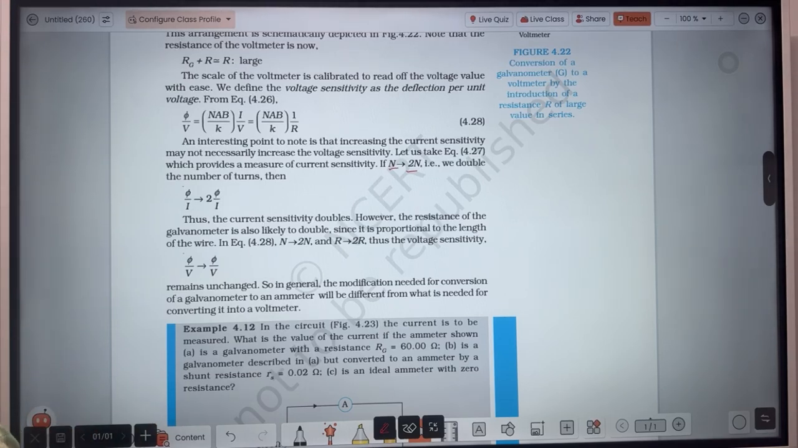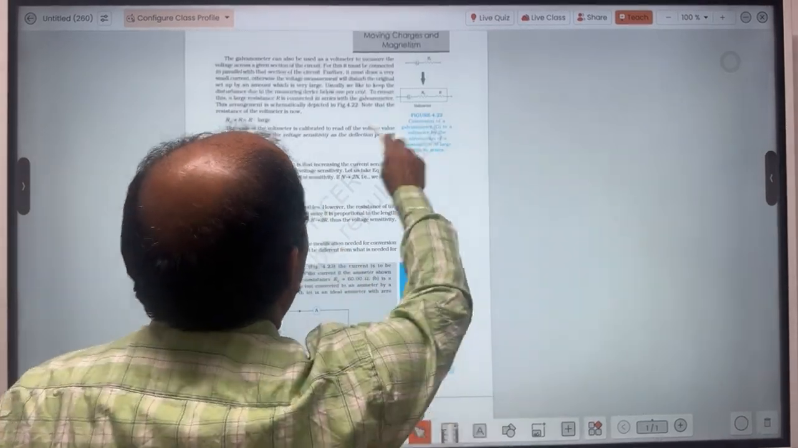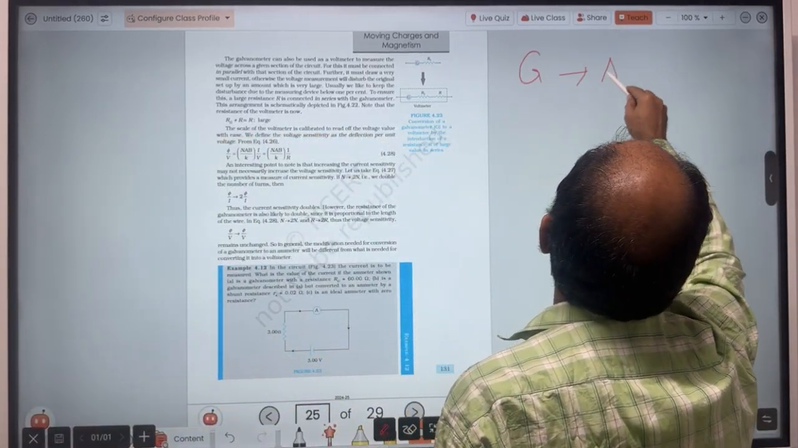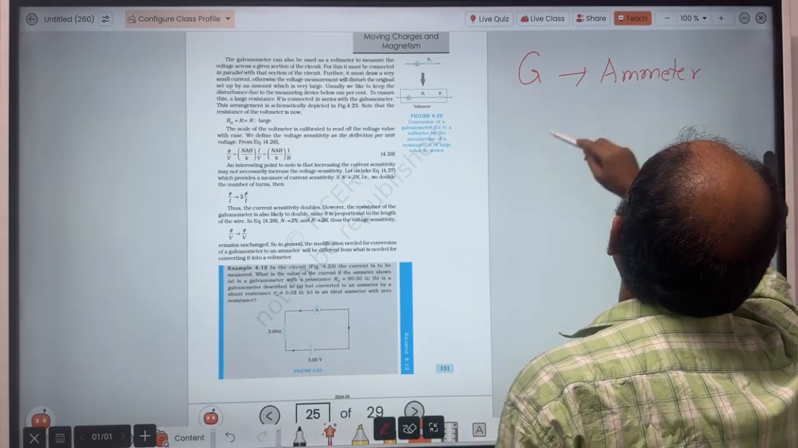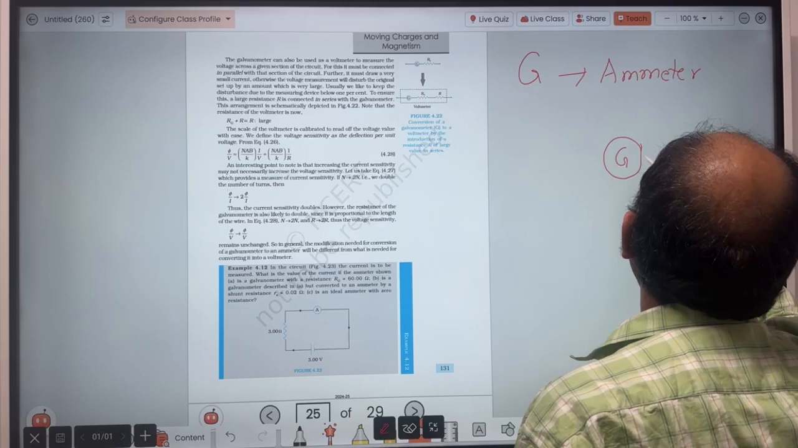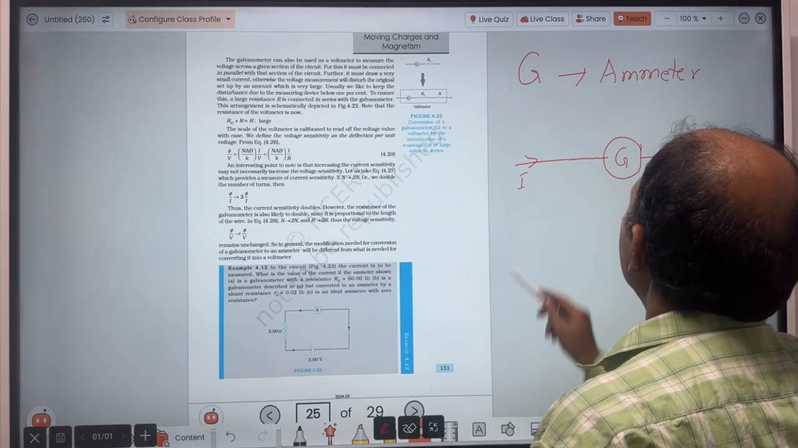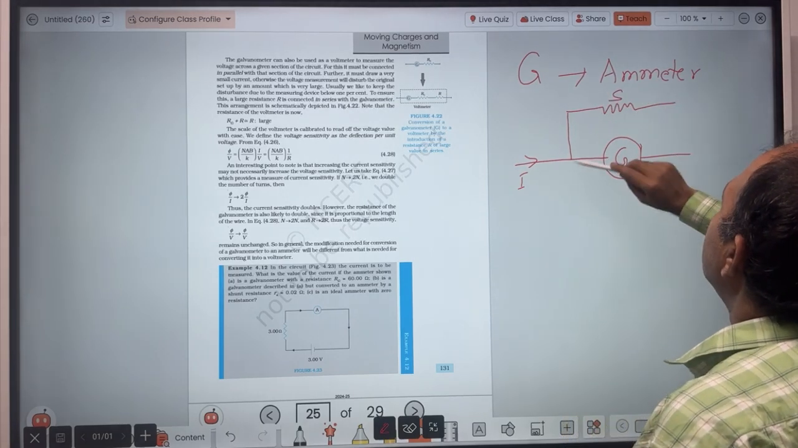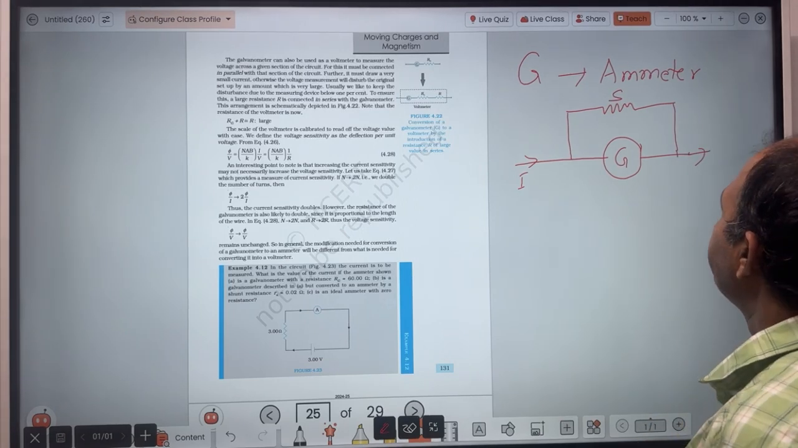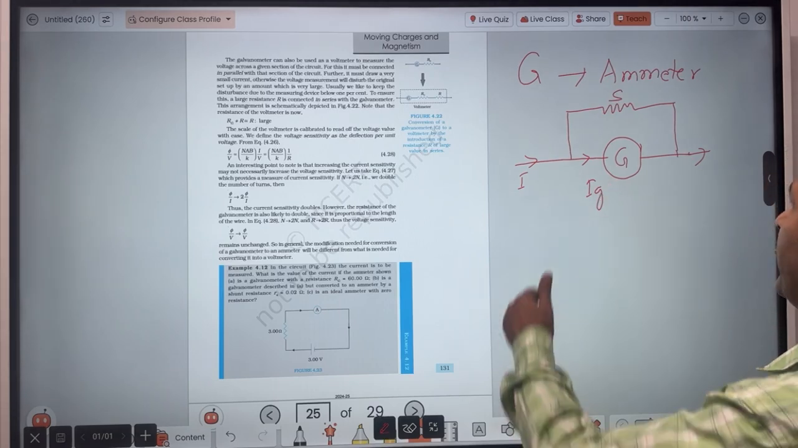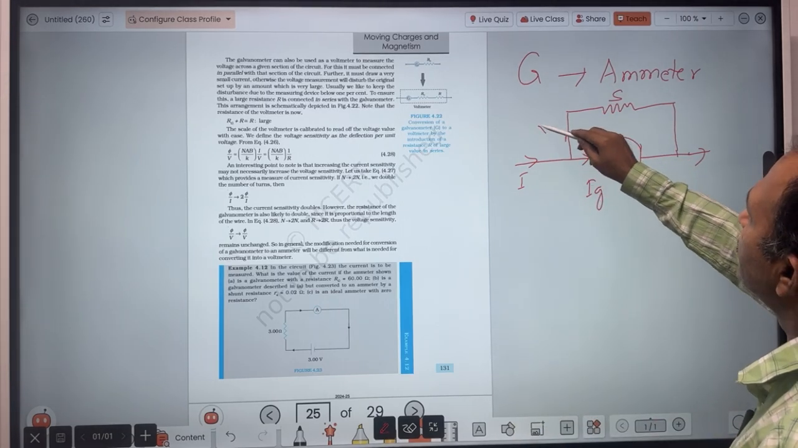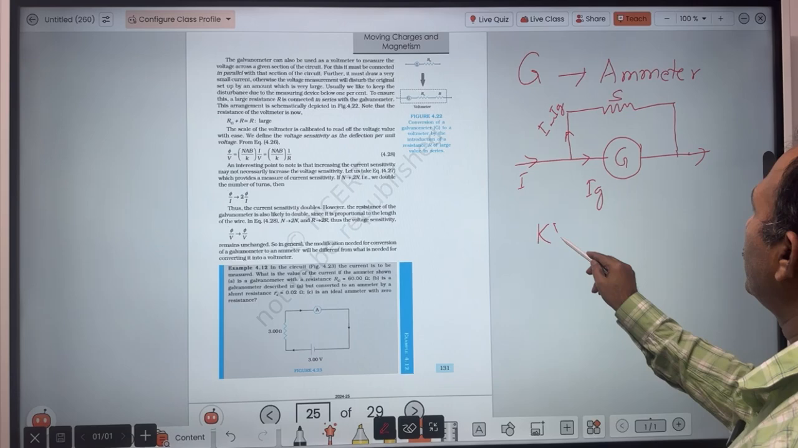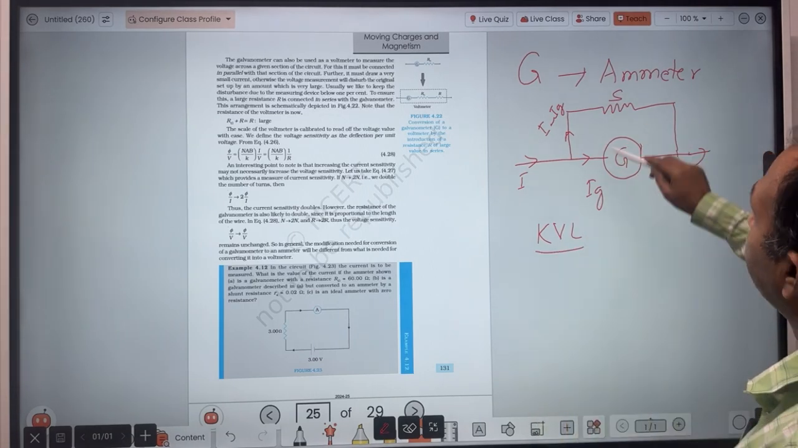Now we are going to see how to convert the galvanometer into an ammeter. So, galvanometer to ammeter. We take this galvanometer, and suppose current I is coming. At this point we connect another parallel resistance, say S, called shunt resistance. So what happens? Current Ig will pass through the galvanometer and the remaining I minus Ig will pass through the shunt.